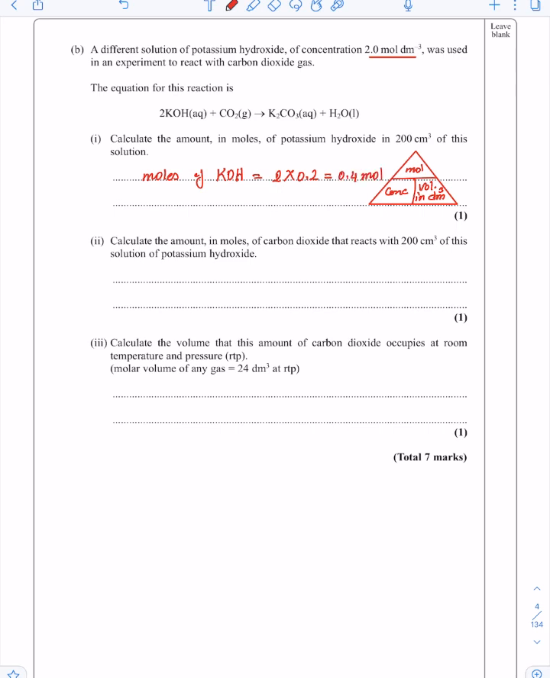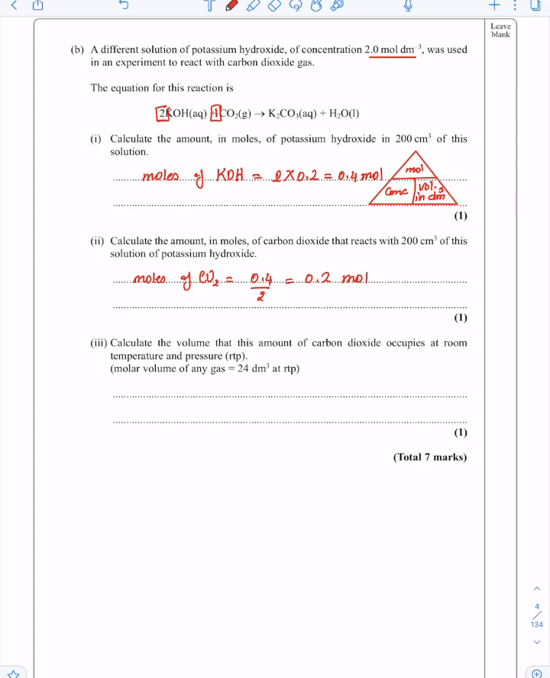Double I. Calculate the amount in moles of carbon dioxide that reacts with 200 cubic centimeter of this solution of potassium hydroxide. طب الريشيو between potassium hydroxide and carbon dioxide 2 to 1 يبقى ده معناه ان المولز of carbon dioxide half البوتاسيوم hydroxide يعني 0.4 divided 2 equals 0.2 mole.